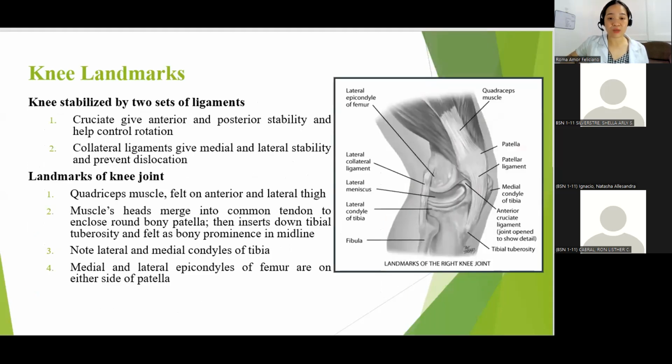The knee is stabilized by two sets of ligaments. The cruciate ligaments give anterior and posterior stability and help control rotation. So, ang ibig sabihin lang nito, ang ating knees, meron din siyang ability to rotate, to extend, to flex because of the ligaments that you have here.